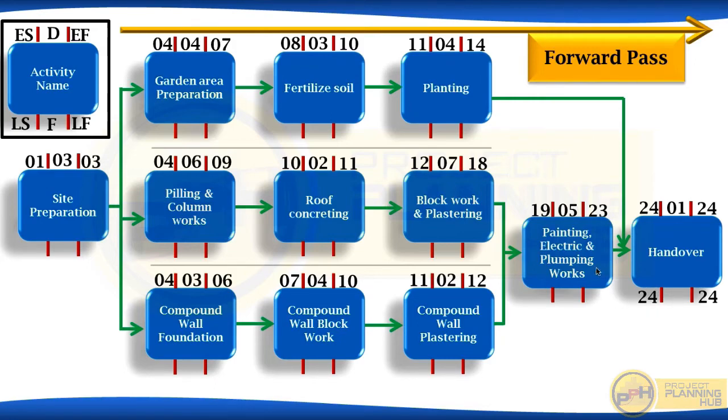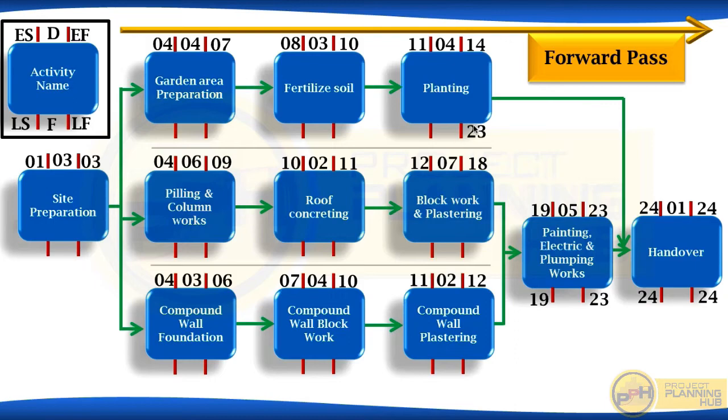Okay. Now the question is, when should these two activities finish for getting handover to start on 24? 23, right? So this activity need to finish on 23 and this also need to finish on 23 for getting handover to start on 24. So 23 and 23. What will be the start date if painting, electric and plumbing works finishes on 23rd? It should be 19, right? Why? The duration is 5 days. So 23 minus 5 plus what? 19.